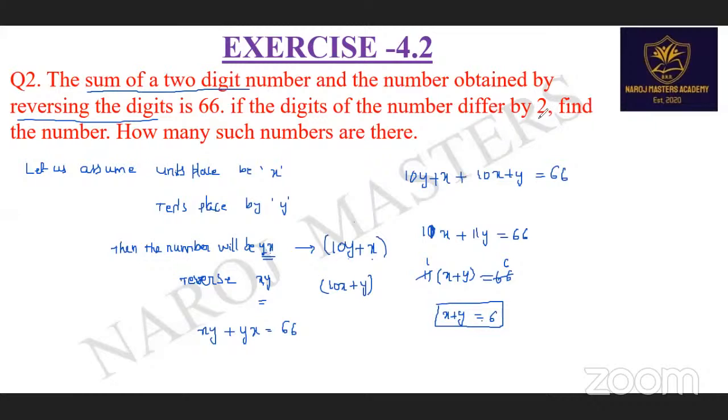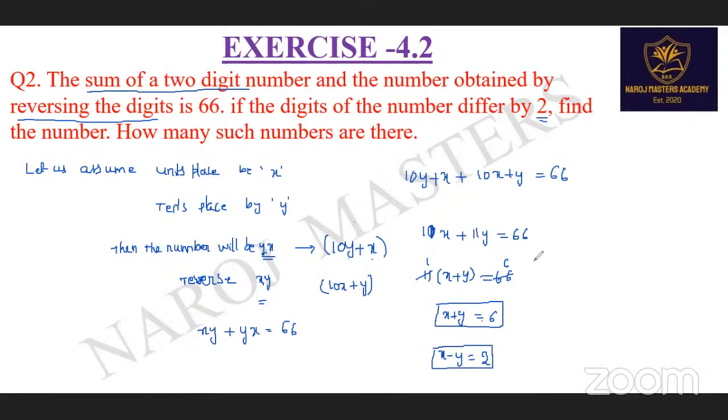And it is given clearly that the difference between the two digits is 2. Difference between the two digits, units place and tens place. So we can say that x minus y is 2. Difference between two digits is 2, so x minus y is equal to 2. So these are two equations.